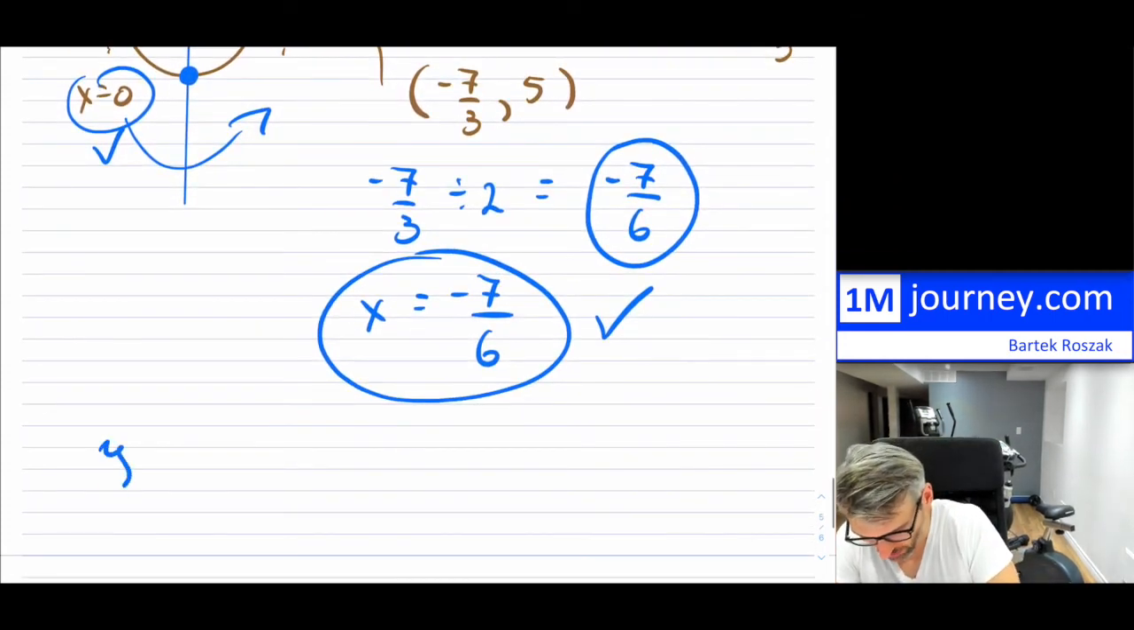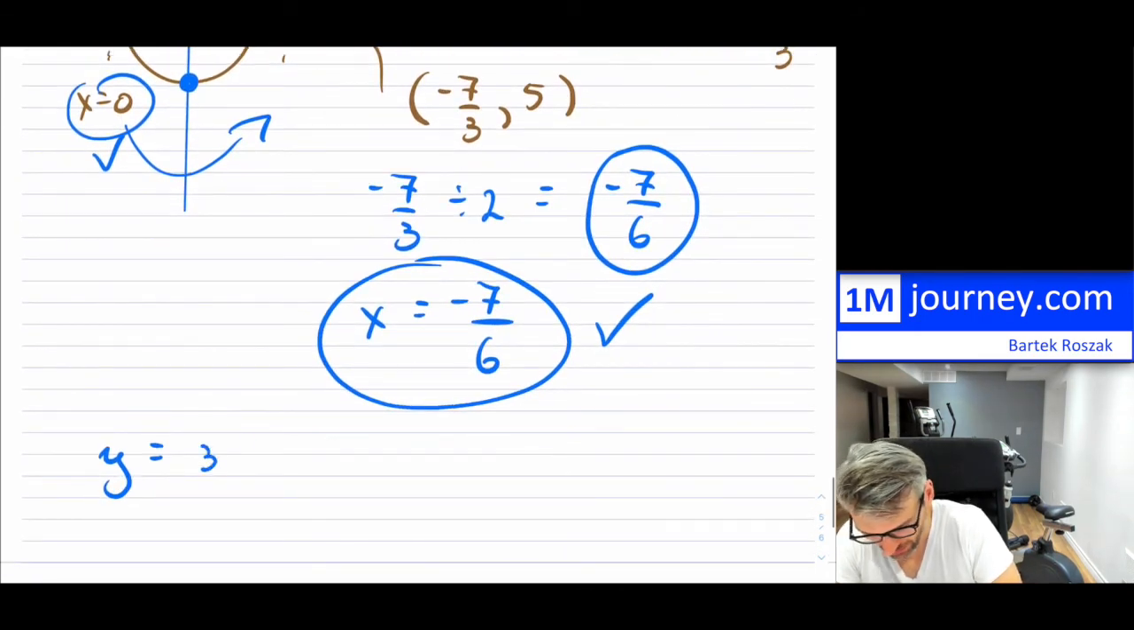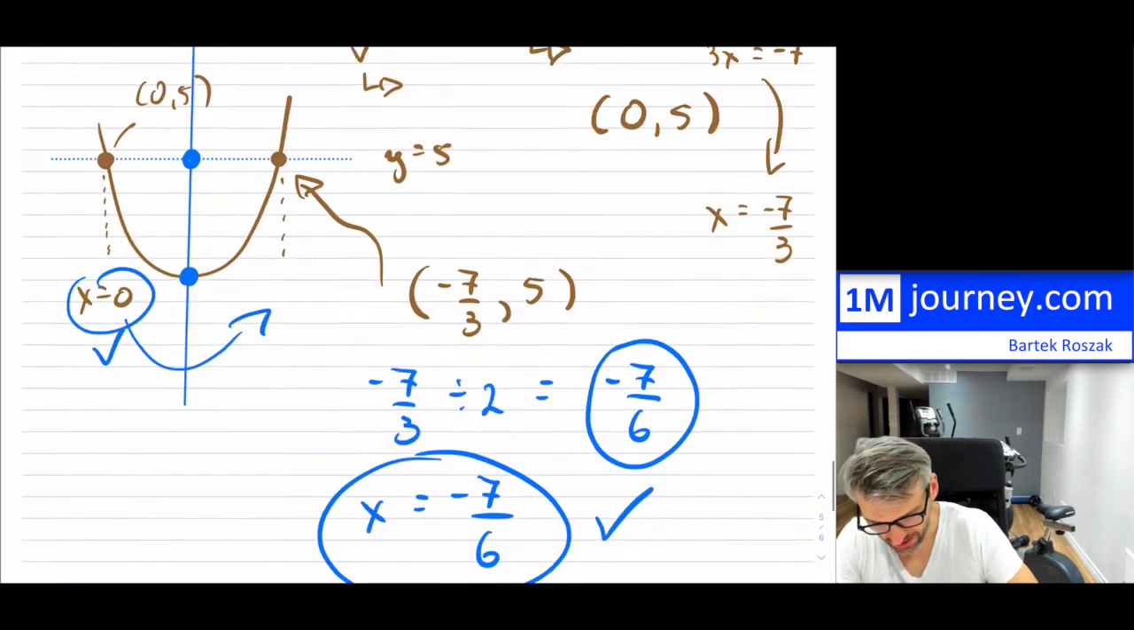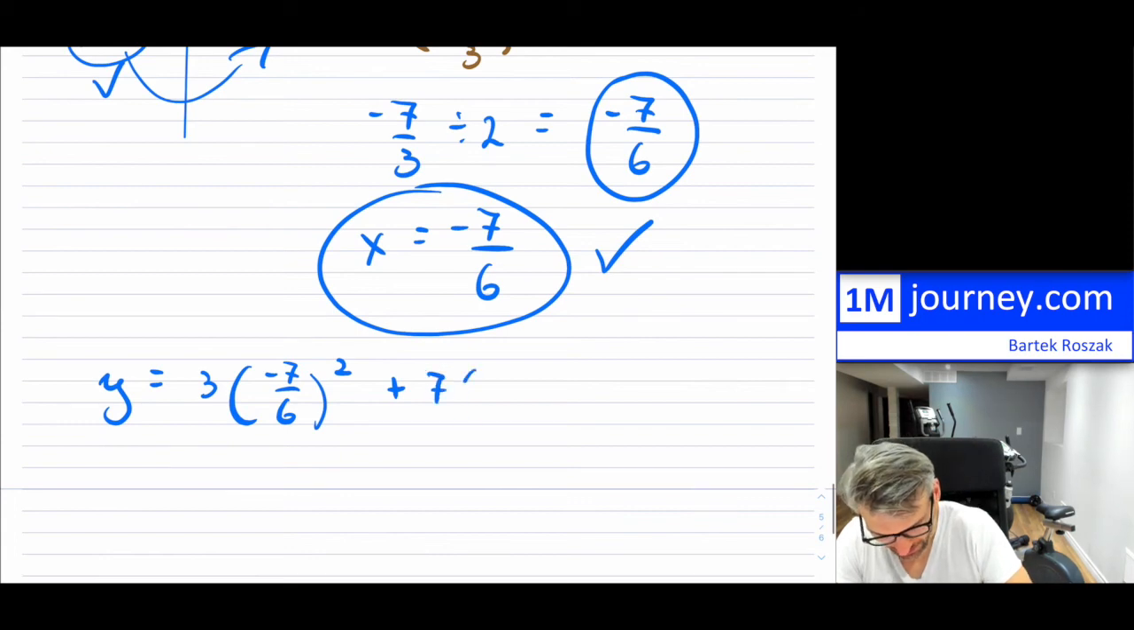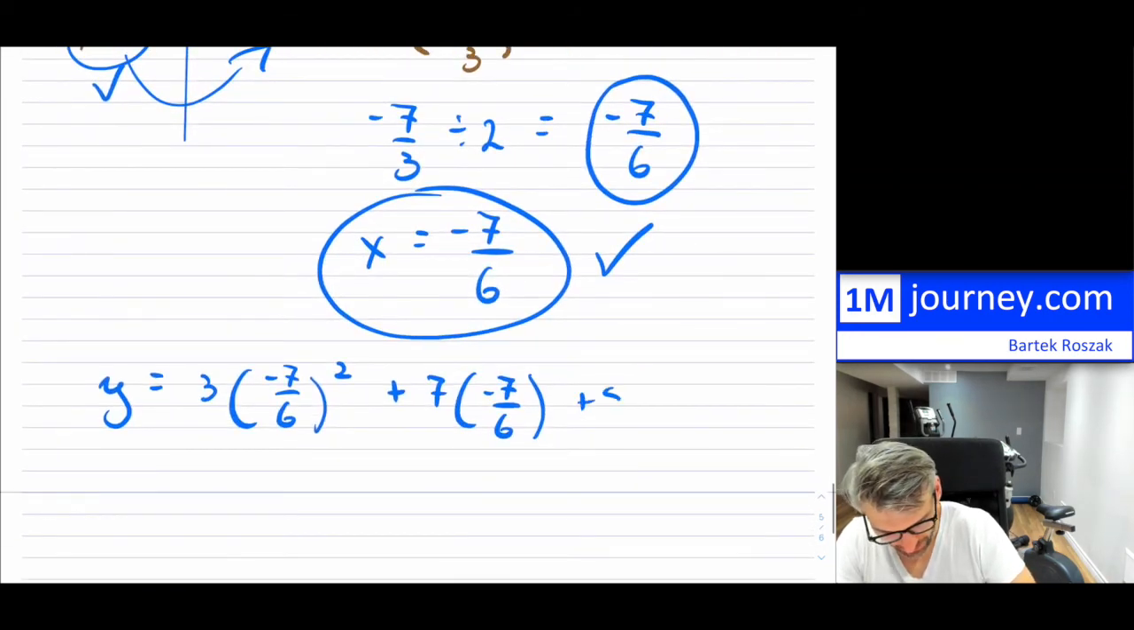Now, what is that y value? So y is equal to 3 times negative 7 over 6 squared, plus 7 times negative 7 over 6, plus 5. It's not going to be very pretty. So what is that going to be?